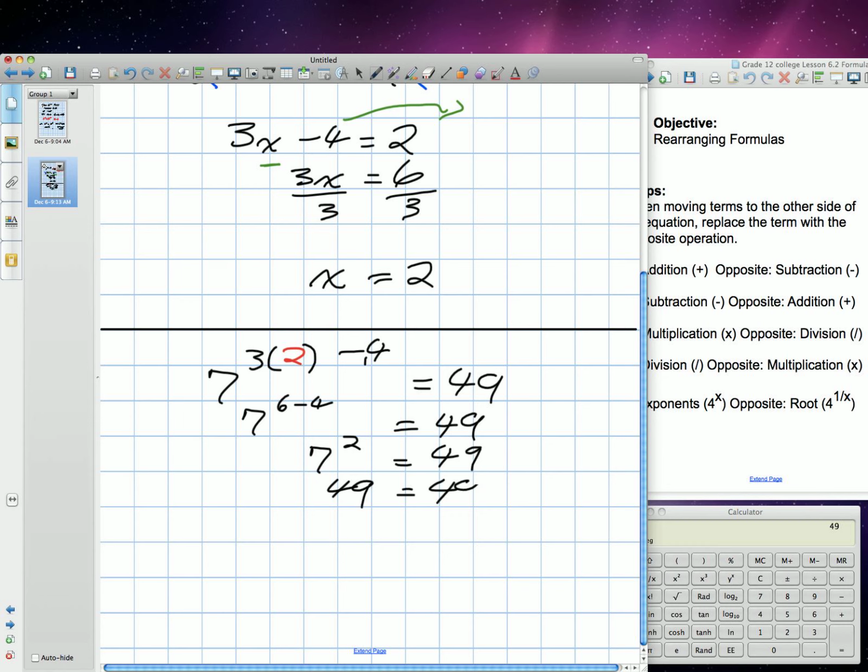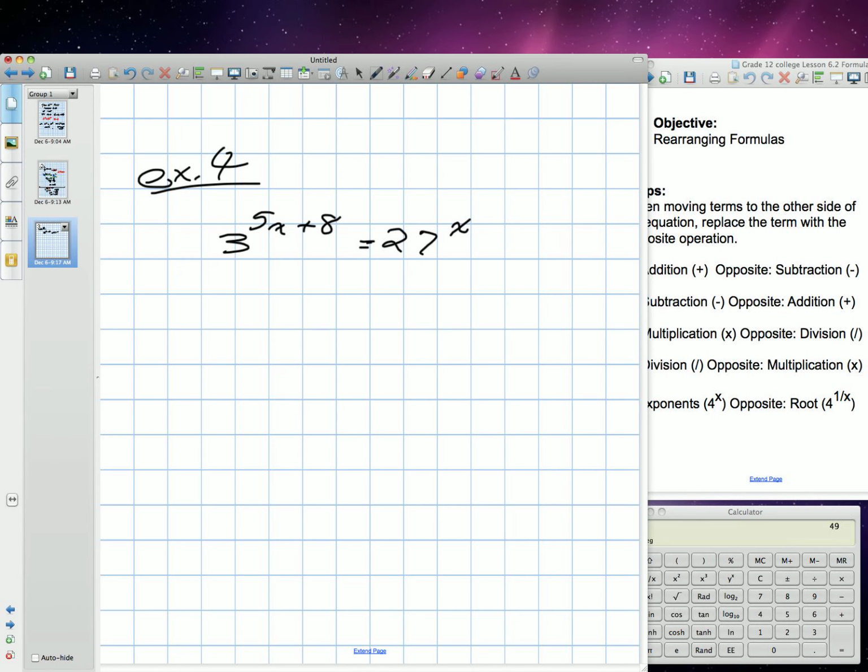Our fourth example. So it's a little different from what we were looking at before. We have base 3 with an equation as our exponent. And on the right side of the equation, we have 27 to the power of x. Now we're trying to solve for what x is in this case. So again, I need to make sure that the bases are the same. So again, we can use our trial and error method to solve this.